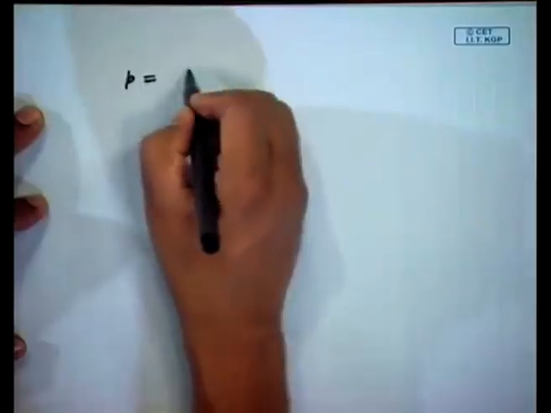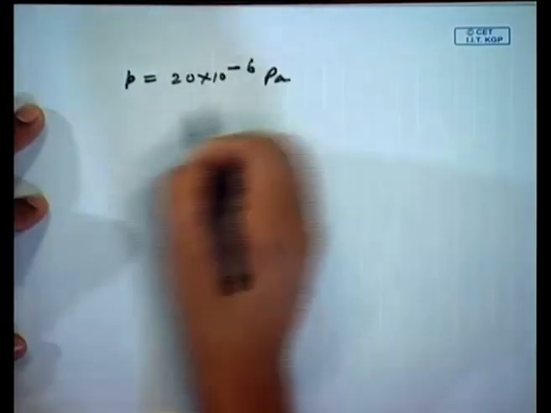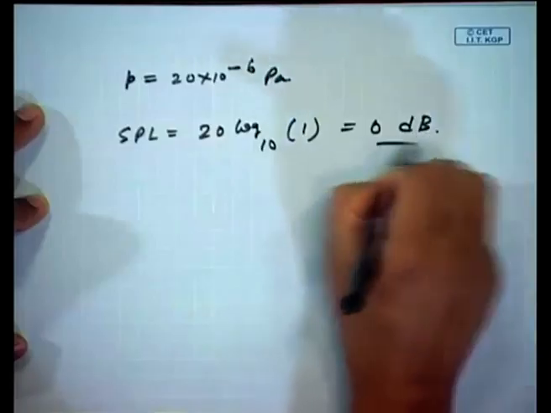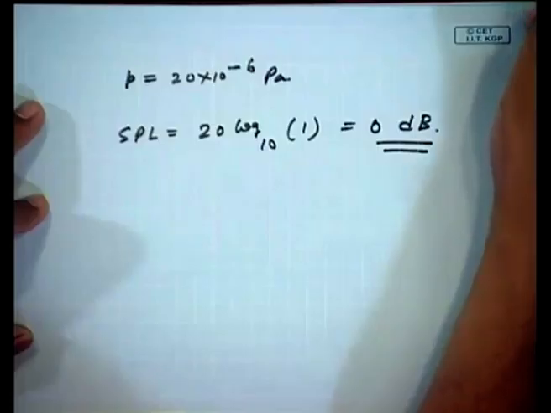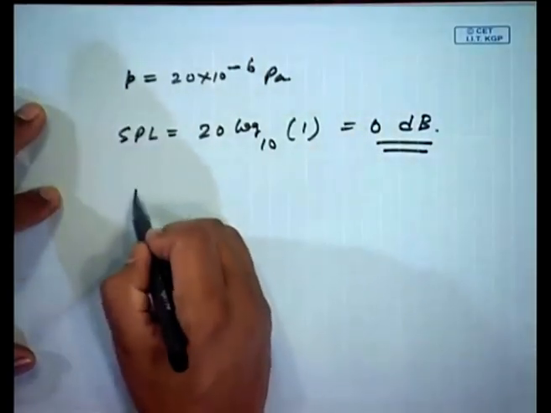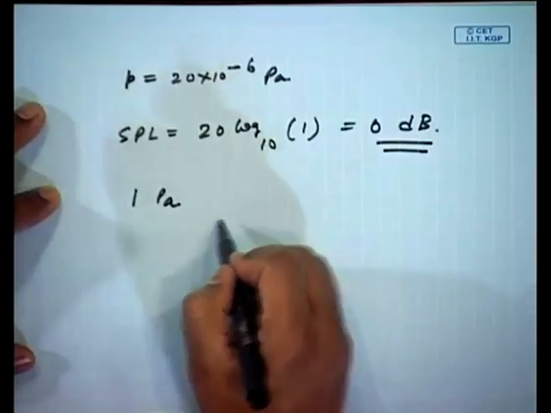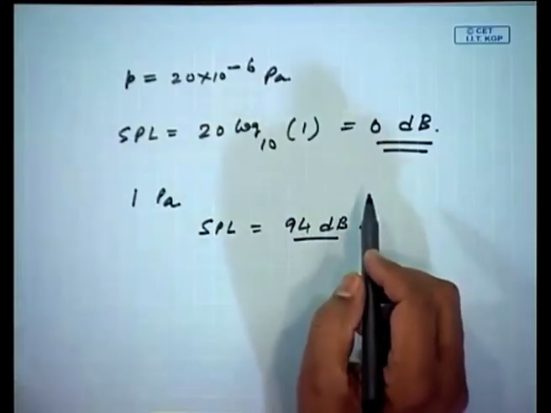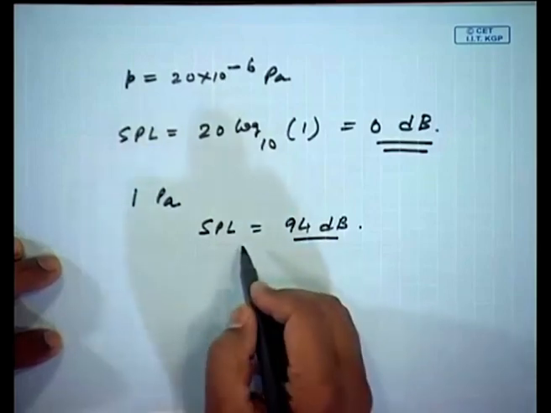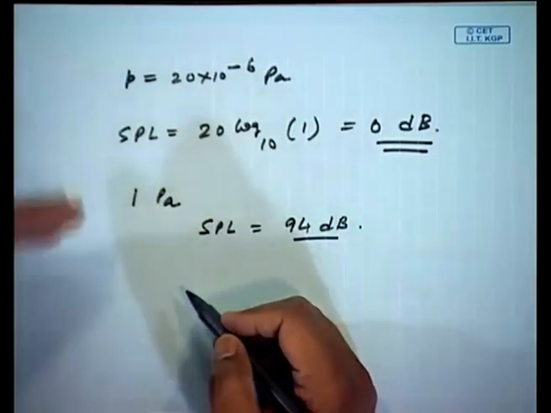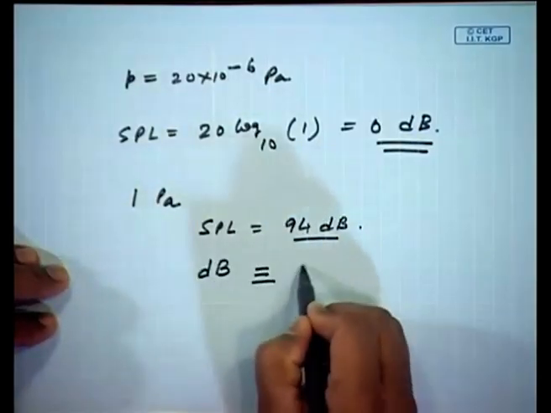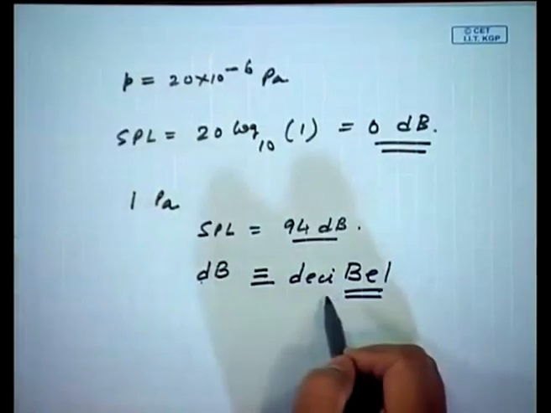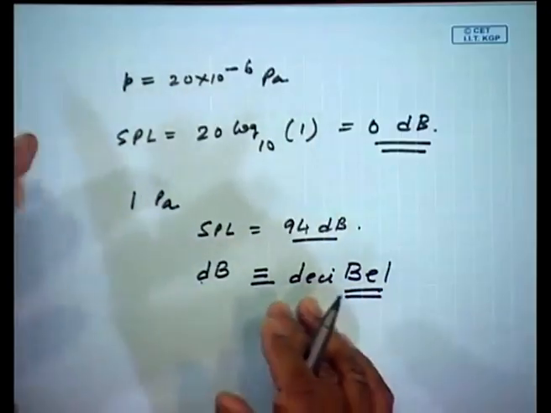So, when p is equal to 20 into 10 to the power minus 6 pascals, SPL would be 20 log 10 of 1, that will be 0 decibels. So, I have resolved 20 into 10 to the power minus 6 as 0 decibels, and if you work out 1 Pascal, it could be as close to about 94 decibels. So, you see, by using the log scale, all I have done is reduce the numbers to a range from 0 to 94 decibels. This is written as dB, small d capital B, decibel. So, SPL, the magnitude of the sound pressure level, is given in decibel.